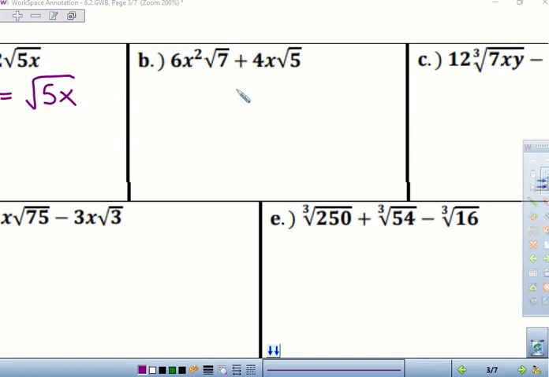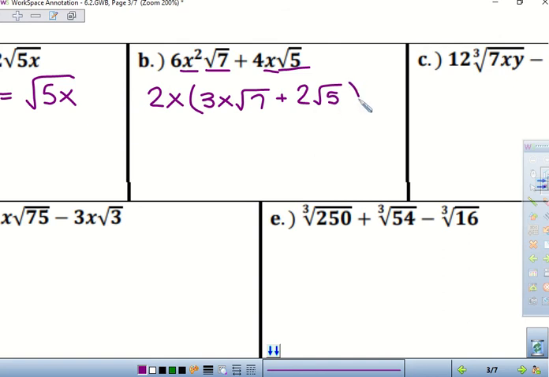So this one here, as you can see, they don't have the same radical base, and they don't have the same coefficient to the same power. For that reason, all we can do is factor out a GCF. So we can take out a 2x, which will leave us with 3x radical 7 plus 2 radical 5. See, I was able to take out a 2x out of those.